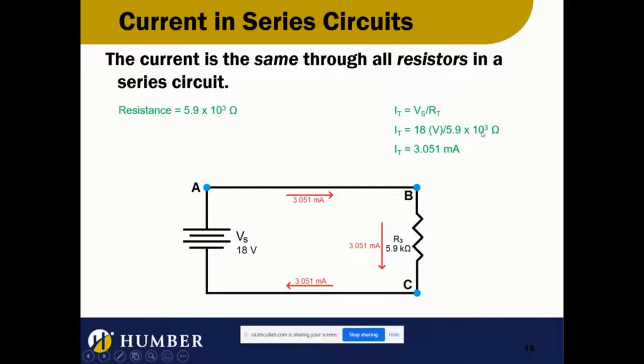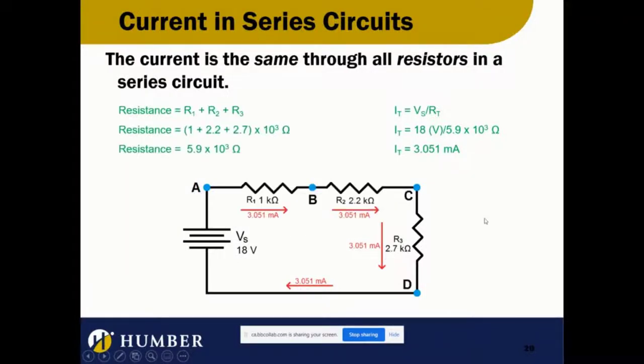But as long as you don't forget to actually put this into your calculator, so many people on so many exams have made that mistake where they write 5.9 kilos, and then when they do the math, they write 18 divided by 5.9 and they come up with some extremely large current. This is milliamps. That's 3/1000ths of an amp. Pretty small. Cool. So now I know the current through this resistor because I calculated it, and that's what's going on.